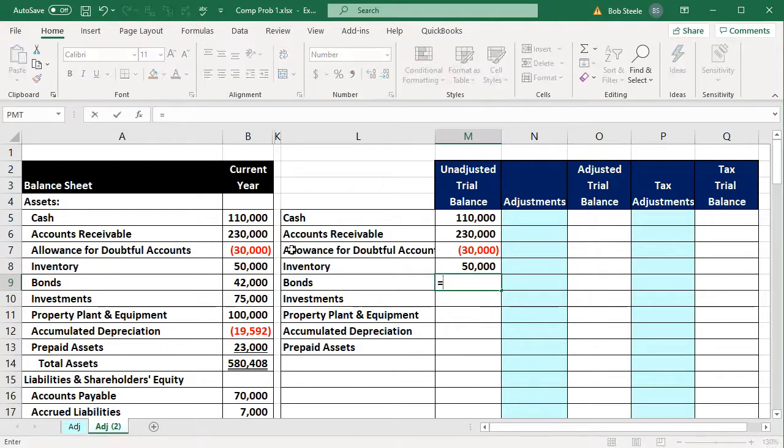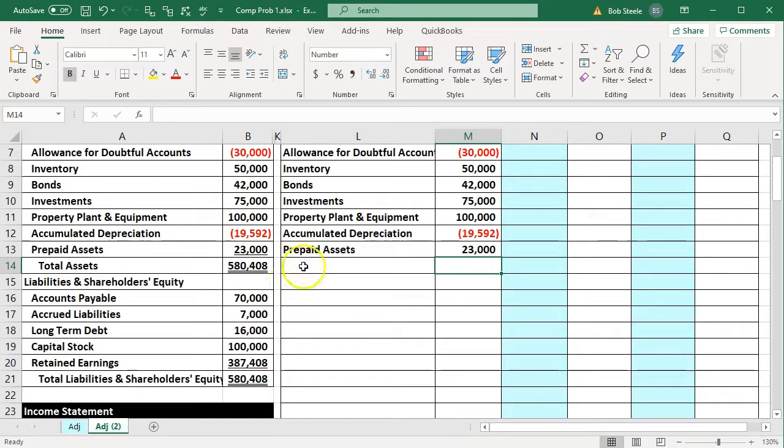So there's the inventory. We have the bonds. We have the investments. We have the property, plant, and equipment. This is also a credit, contra asset account. These two are contra asset accounts, now a credit, not a negative number. Again, negative number in Excel, but we see it as a credit. And then we're going to skip the subtotal, and I'm going to go back down to the next account, which is accounts payable.